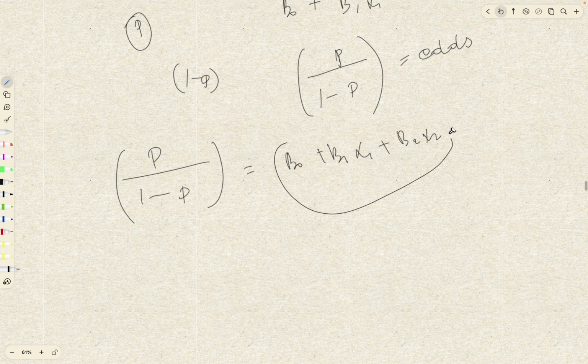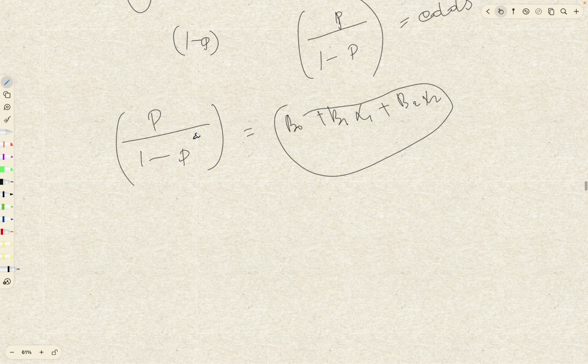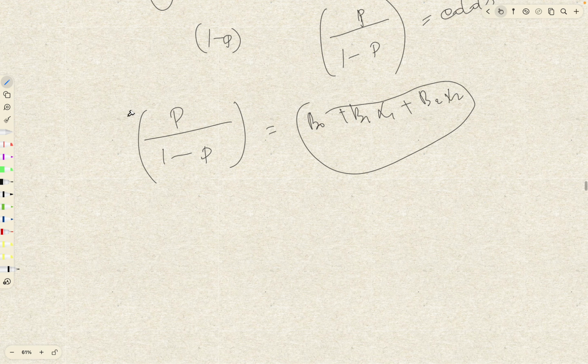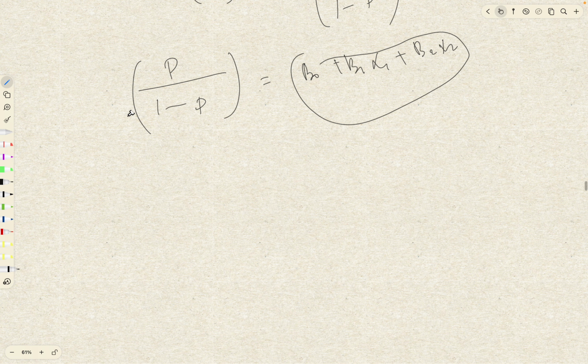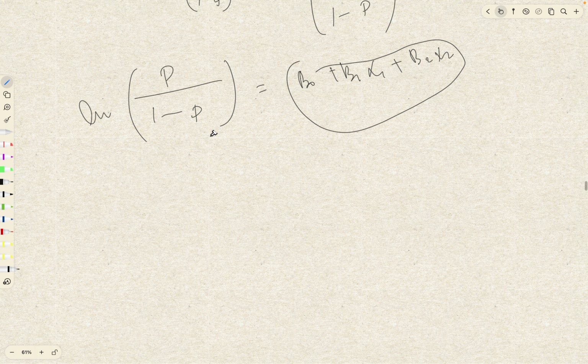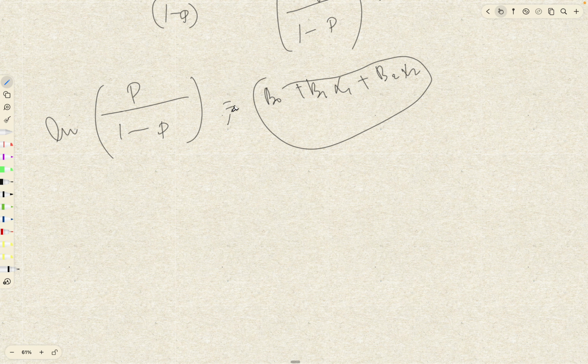Because this linear function can give us any value, but this one will only give us values between 0 and plus infinity. So what we can do here is take the logarithm of each side. Let's say ln is the logarithm, and we do the same here.